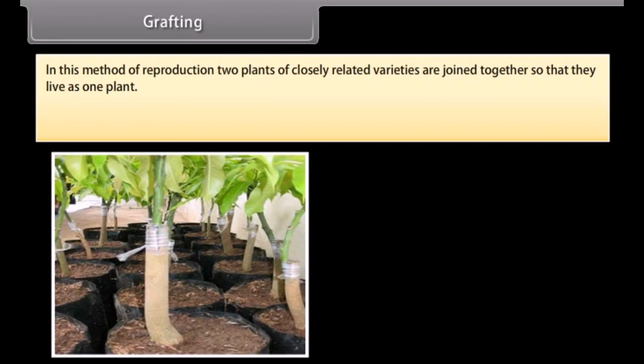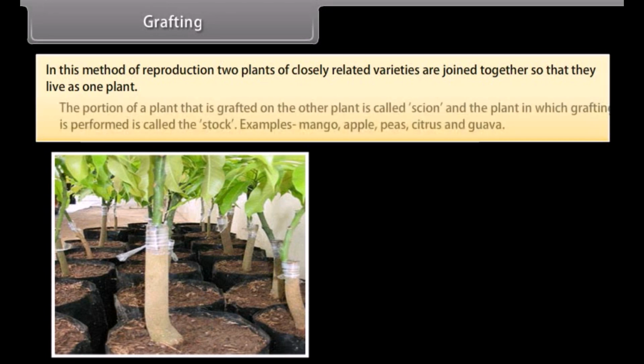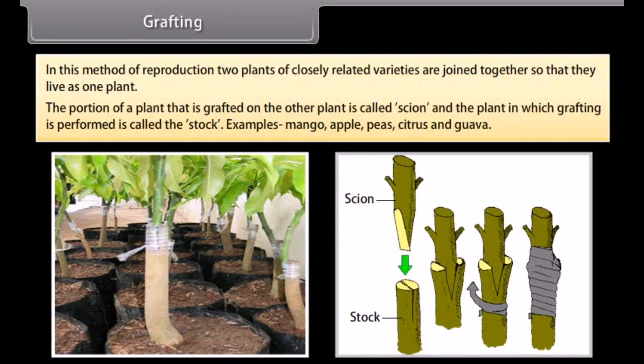Grafting. In this method of reproduction, two plants of closely related varieties are joined together so that they live as one plant. The portion of a plant that is grafted on the other plant is called the scion, and the plant in which grafting is performed is called the stock. Examples: mango, apple, pear, citrus, and guava.